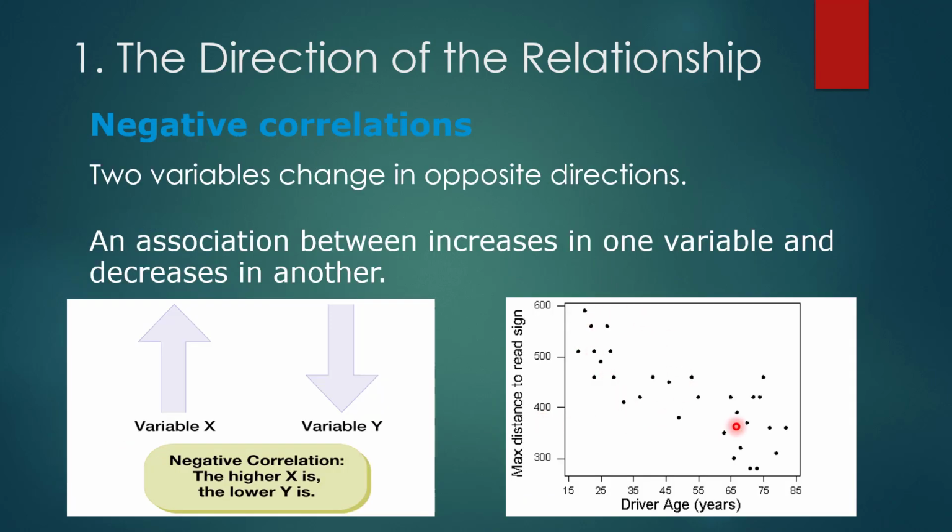Here's what a scatter plot would look like for a negative correlation. Now we see it's going down and to the right. It's important to understand which way the slope goes for a negative correlation versus a positive correlation. Here we have the maximum distance needed to read a sign, and we have the driver's age in years. As the driver gets older, so as one variable increases, the distance needed to read the sign decreases. So as age increases, distance needed to read the sign decreases.